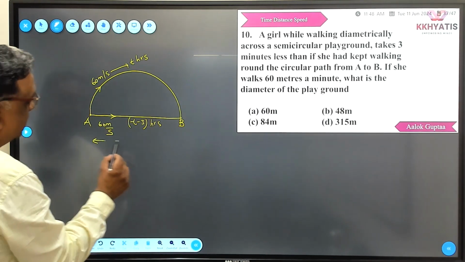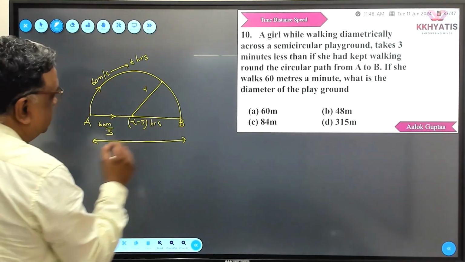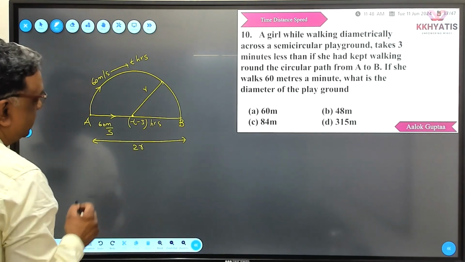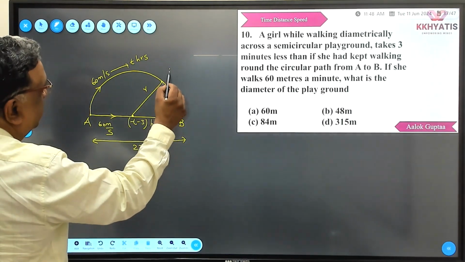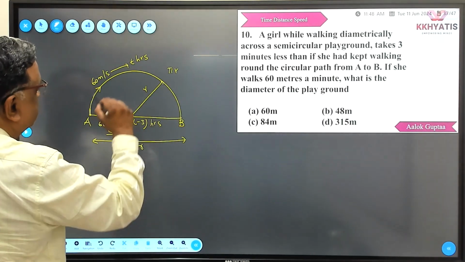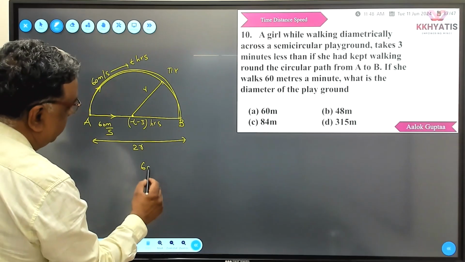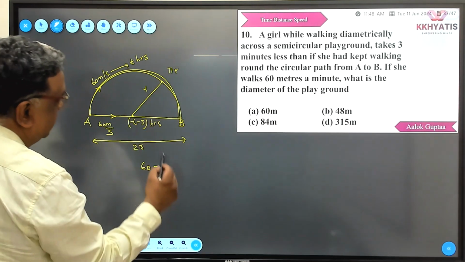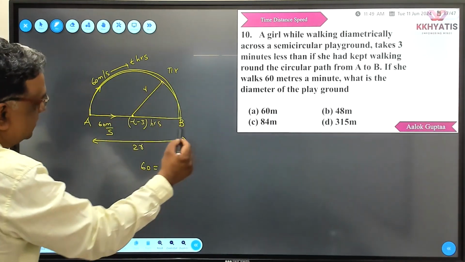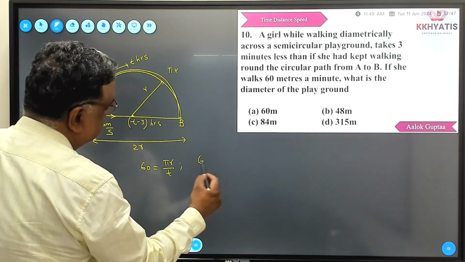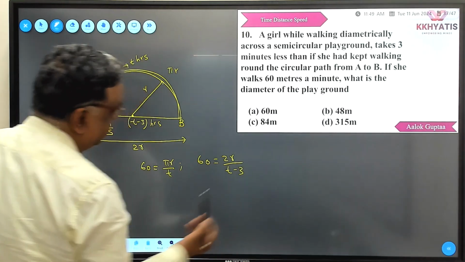Now this is a diameter, so let us say the radius of this particular semicircle is r. So this diameter will be 2r, and this half circumference is going to be pi r. So can we say 60, the speed, is pi r upon t in the first case when she's traveling like this, and in the second case speed is 2r upon t minus 3, correct?